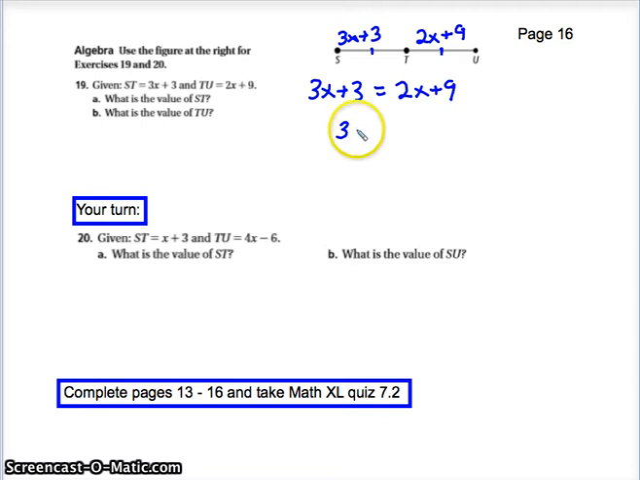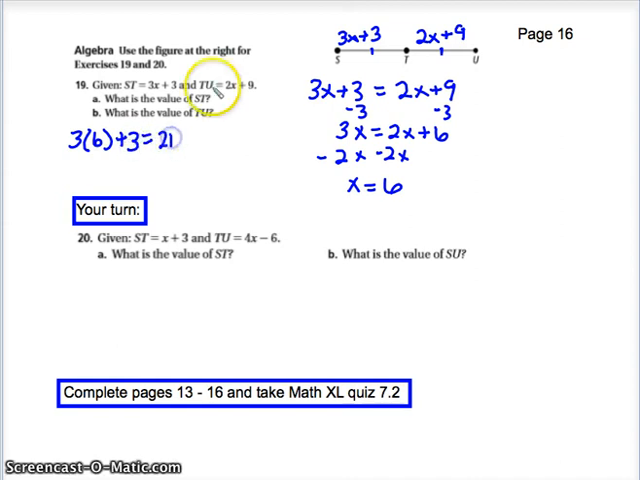So 3x equals 2x plus 6. I'll subtract 2x from both sides. I get x equals 6. I'm asked to find the value of ST and the value of TU. So I'm going to plug in 6 for ST. So 3 times 6 plus 3 is equal to 21. And the beauty of this is that since you know these two segments are the same, I also know that TU is equal to 21.